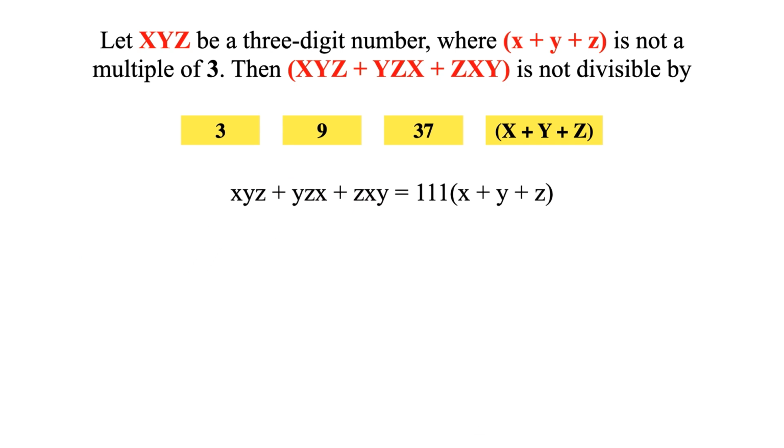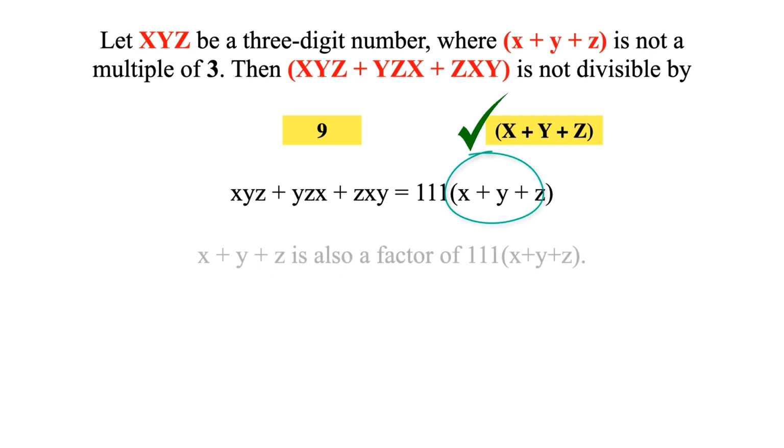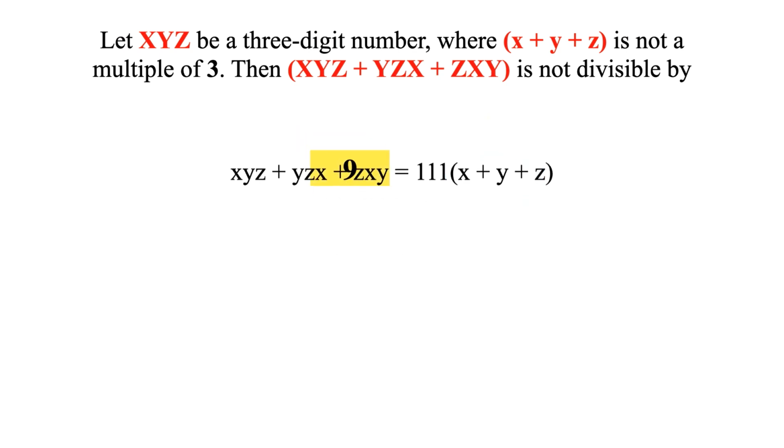Now it is clear that 111 is the common factor. So XYZ plus YZX plus ZXY is divisible by 111. Also, XYZ plus YZX plus ZXY will be divisible by the factors of 111. From the above options, 3 and 37 are factors of 111, hence these two numbers divide the sum. And as we can see in the last expression, x plus y plus z is also a factor, since it is 111 times (x plus y plus z). So the only number which is not a divisor in the given options is 9. Hence the solution to this problem is 9.